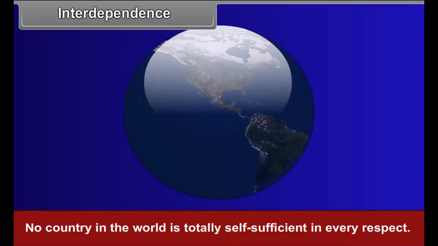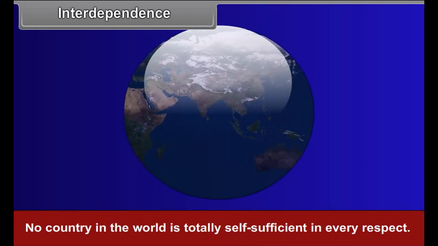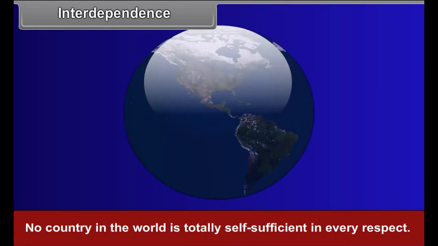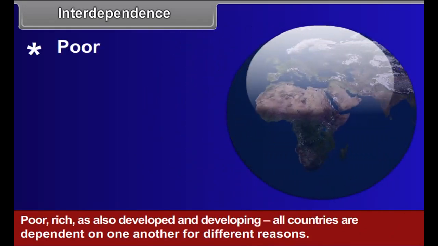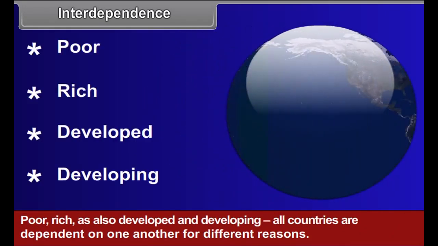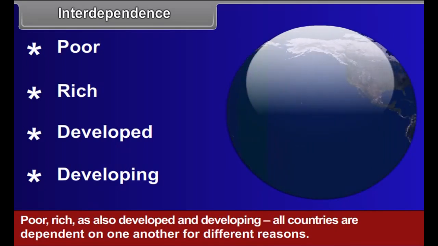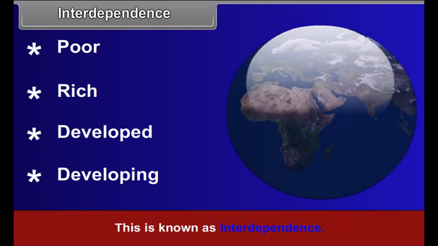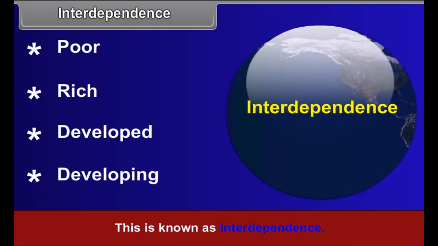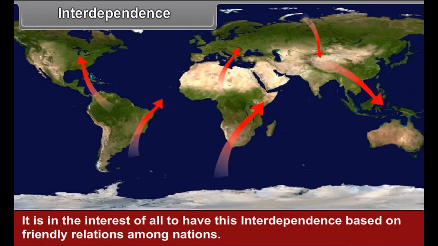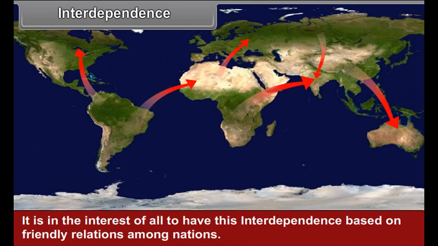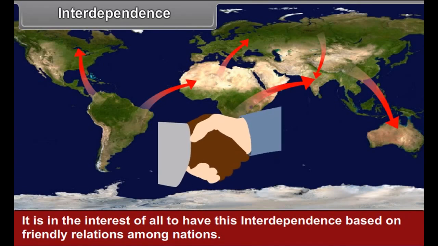Interdependence. No country in the world is totally self-sufficient in every respect. Poor, rich, as also developed and developing, all countries are dependent on one another for different reasons. This is known as interdependence. It is in the interest of all to have this interdependence based on friendly relations among nations.